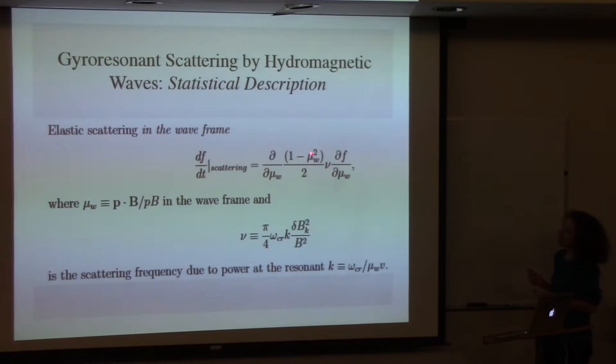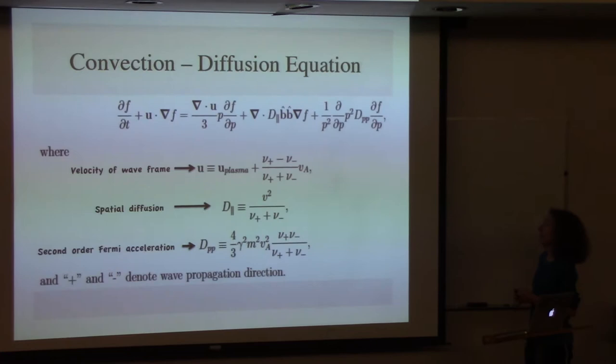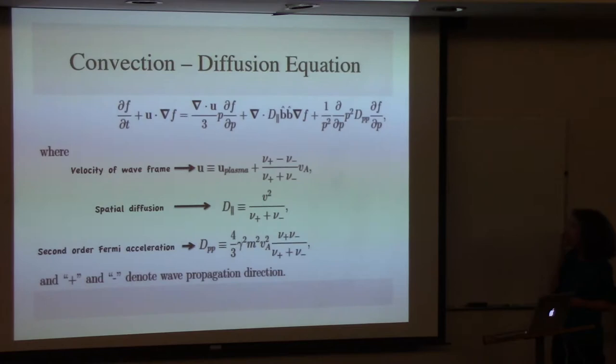We assume that that frequency is high, and then it's possible to derive a convection diffusion equation. This was done by John Skilling, independently by other people working on the solar wind. So let's see what the elements of this are. So U is the velocity of the wave frame, assuming that there is one.